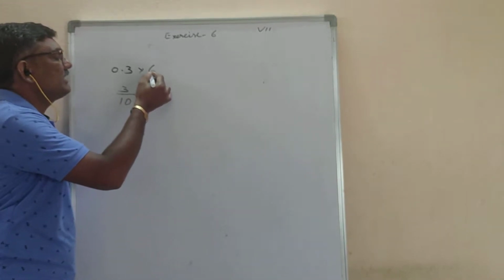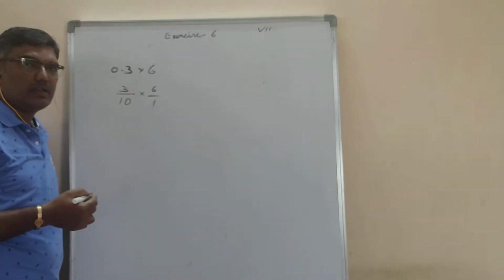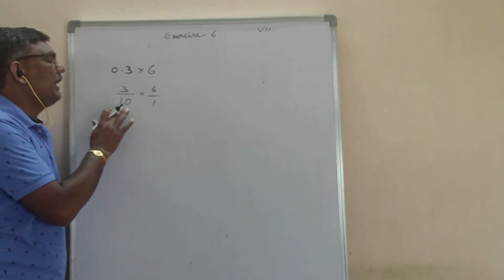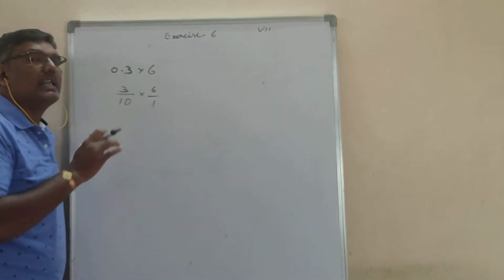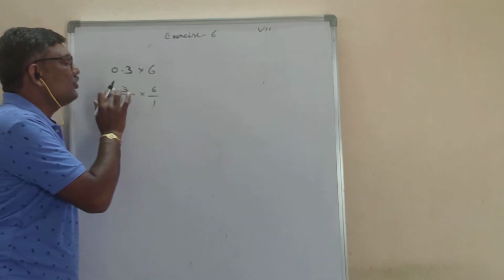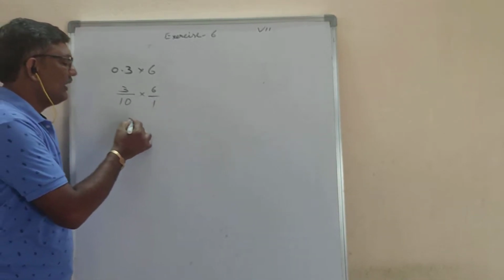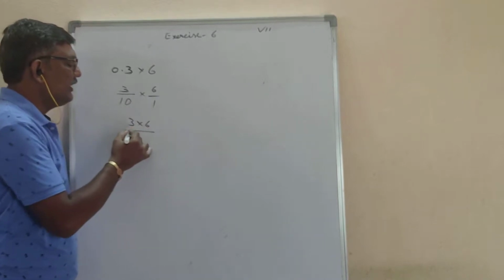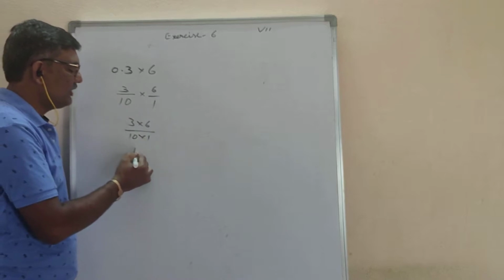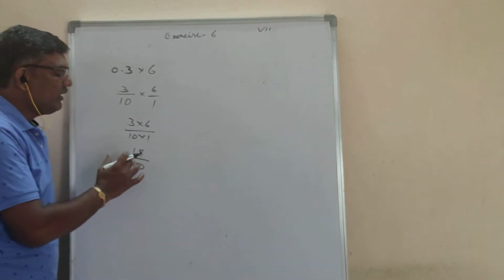This is into 6, which means you can write 6 by 1. 6 can be written as 6 by 1. So, as we already discussed how to multiply a rational number with another rational number: numerator into numerator, denominator into denominator. So, you have to write 3 into 6, 10 into 1. 3 sixes are 18. 10 ones are 10. So, 18 by 10.